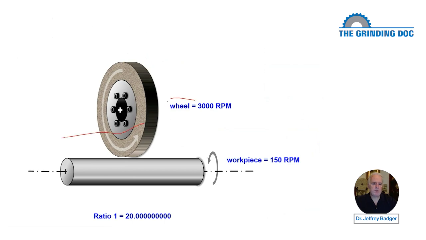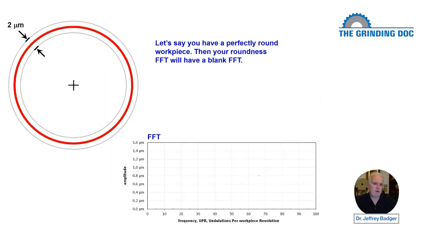So let's say my wheel is going at 3,000 RPM and my workpiece is going at 150 RPM. 3,000 divided by 150 is 20.0000000. Every time the workpiece makes one revolution, the wheel makes 20 revolutions. So if I have a high point on my wheel, or an imbalanced wheel, or something funky in the wheel, I'm going to have that funkiness repeat itself 20 times per revolution of the workpiece, and I'm going to get boom, boom, boom, boom, boom, 20 high spots around the workpiece. Now that's the most simple case scenario, but it gets more complicated. So let's take it one at a time.